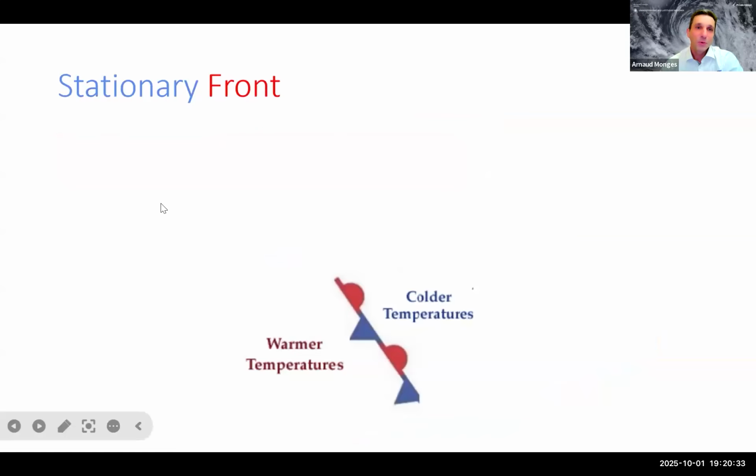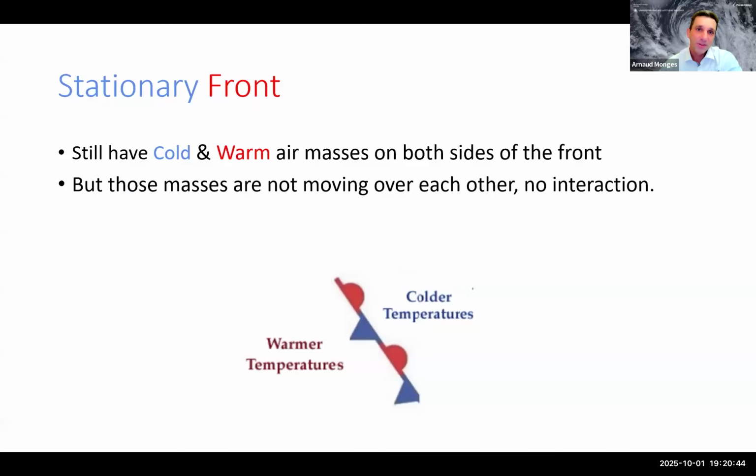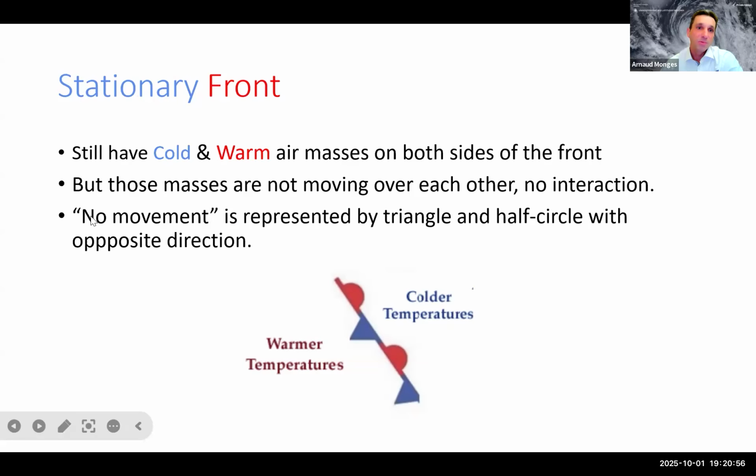After the warm front, we can talk about the stationary front. So the stationary front, you still have a cold air mass and a warm air mass on both sides. But in this case, those air masses are not moving. There is no interaction. And this is why we use both symbols pointing in opposite direction to represent no movement.